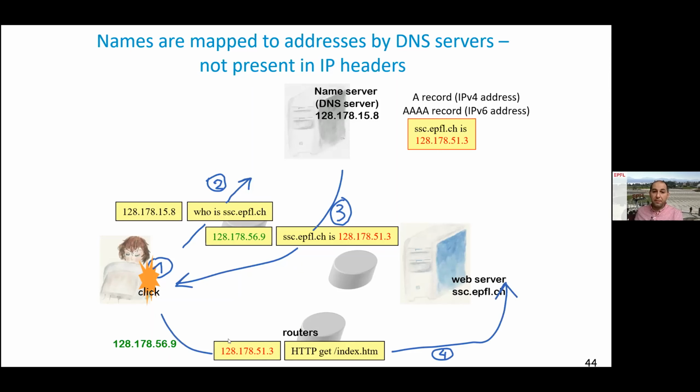Now we have a packet that flies to the web server, having the IP address of this web server as the destination IP address, and within IP packets, we don't use names. So we use only IP addresses. The name does not appear at all in the header of the IP packet, but it might appear in the payload that is carried in the IP packet. So at the network layer, we don't use the name at all, we use only IP addresses. But again, the name might appear at the application level in the data that are sent by the application.